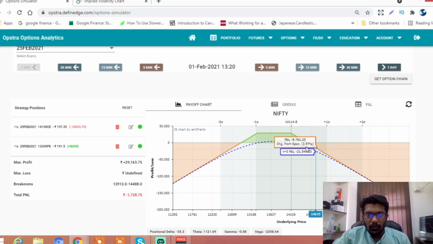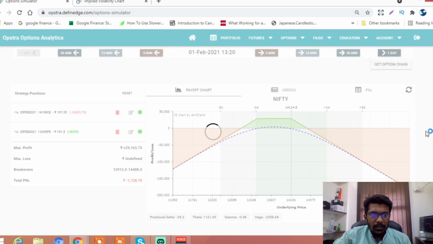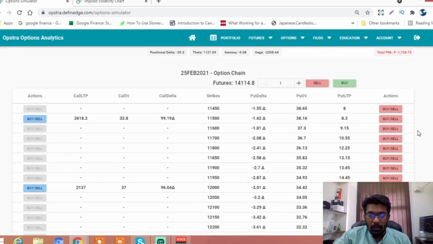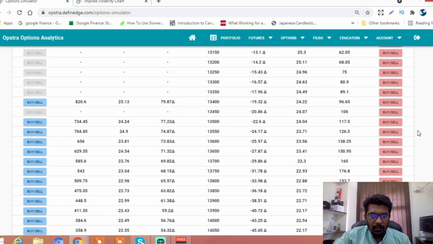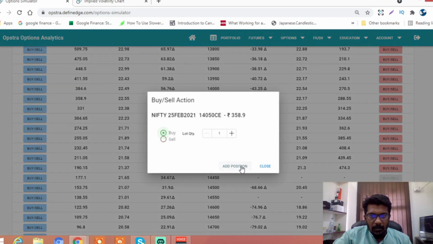Now what you have to do is, since it has touched our 14,100 strike, which is at the money, you have to buy a 14,050 call, sorry, yeah, you have to buy a 14,050 call, one lot.